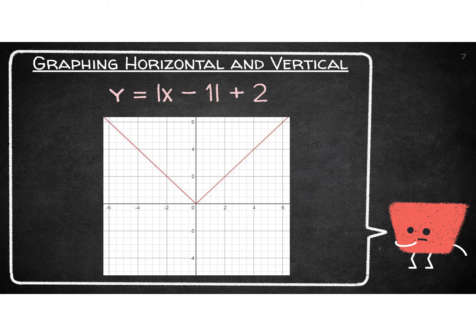This next one, two things are happening to it. First, we have this plus 2 on the outside. So plus 2 outside the absolute value is going to tell me up 2 for my vertex. But then I have this minus 1 inside that absolute value, and that's going to tell me to go right 1. So I'm going to take the vertex of my parent function, move right 1, and up 2. So that right there will be my new vertex, and then I can actually draw my graph.